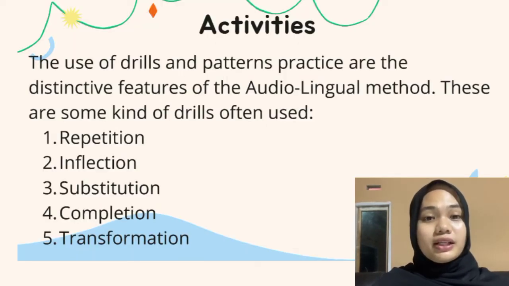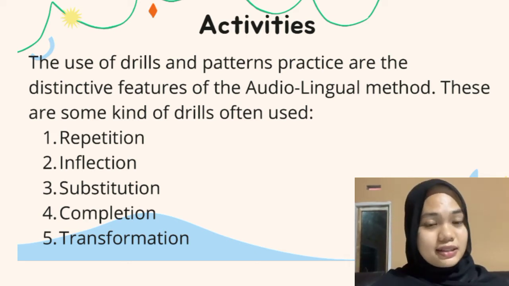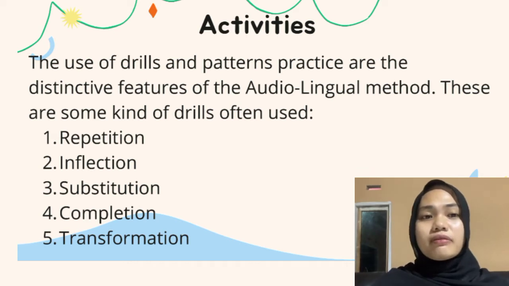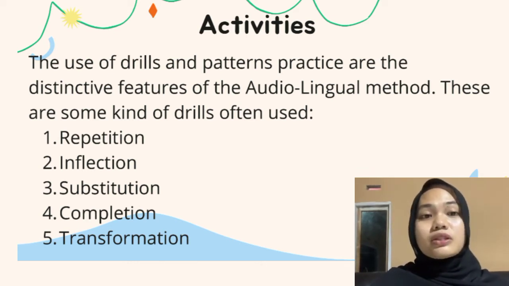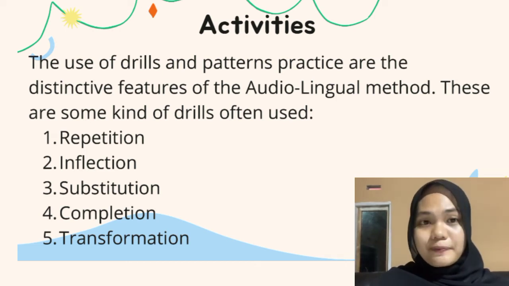The use of drills and pattern practice are the distinctive features of the audiolingual method. These are some kinds of drills often used. The first, repetition. The students repeat an utterance aloud as soon as they have heard it. They do this without looking at a printed text. The utterance must be brief enough to retain by ear. Sound is as important as form and order.